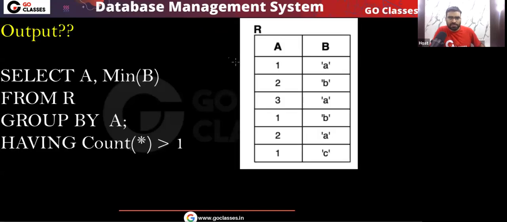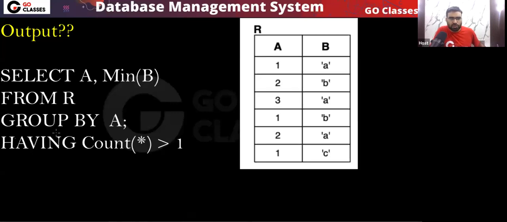Now, let's see this example. Here you can see this is your table R. From table R, group by attribute A. We will create the groups based on this attribute A, having count star greater than 1, and then we are selecting A comma min B. Tell me how many tuples will be there in the output. What will be the output of this query? See, this is a very simple point.